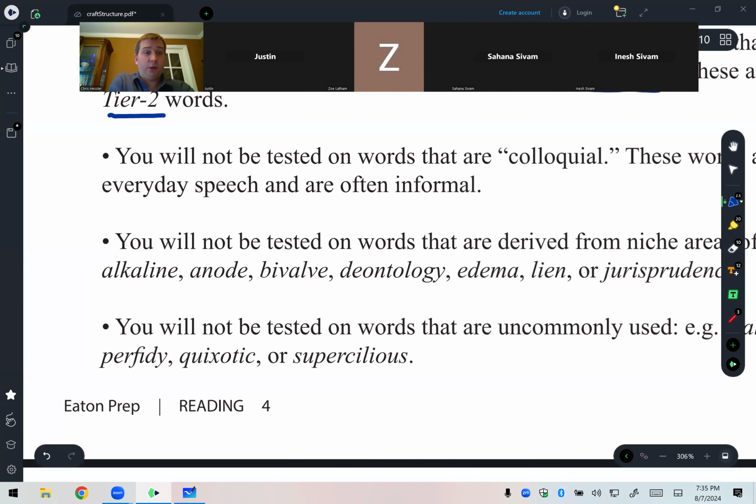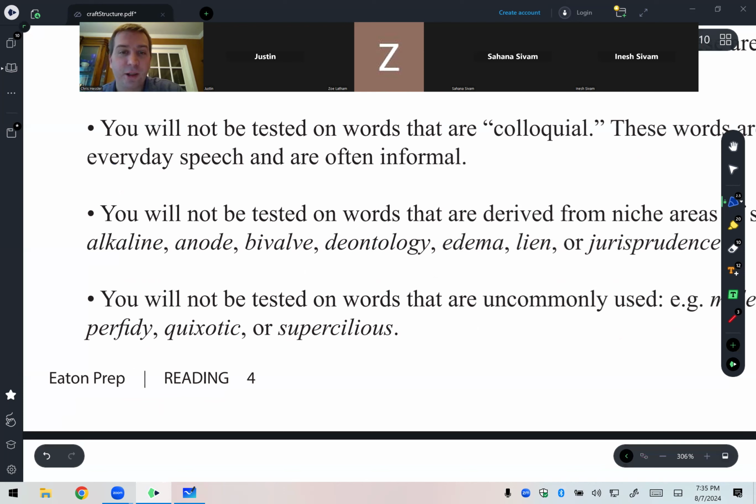Perfidy. So fidelity is faithfulness. Semper Fi, always faithful, right? The per is going to negate that. Perfidy is treachery, but we don't really have to worry about what it means. Quixotic. If you're quixotic, that means you're like Don Quixote. If you've ever read that novel, you're foolishly idealistic like Don Quixote. So we don't have to worry about these words. I don't know why I'm going over words we don't need to know.